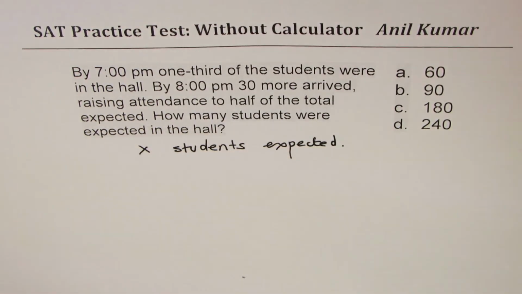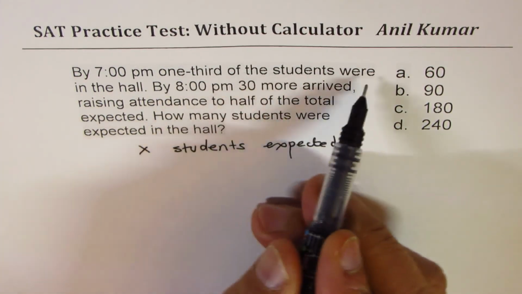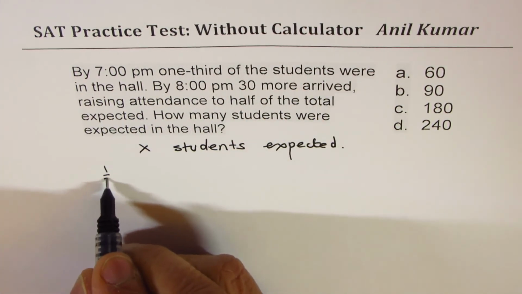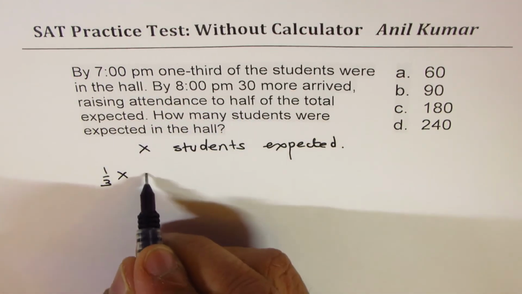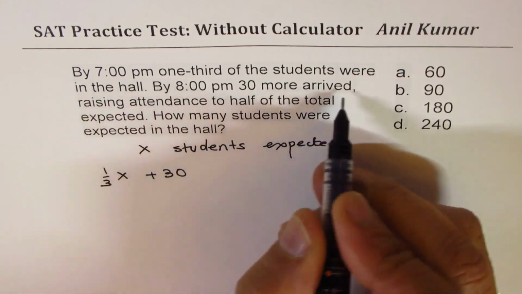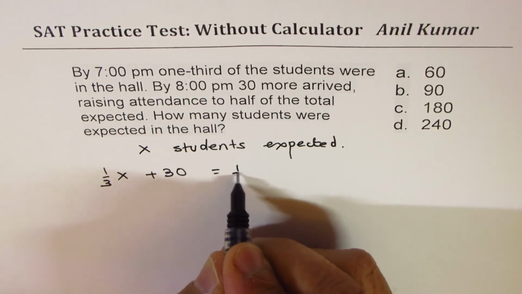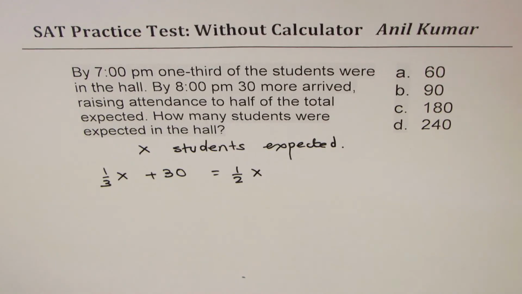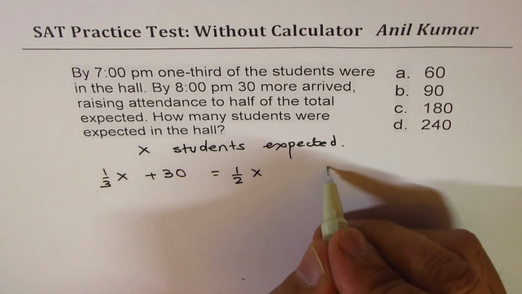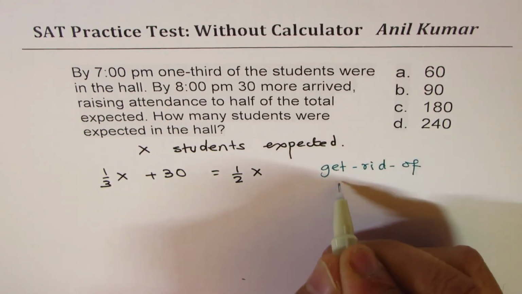Now let's write down an equation and solve. At 7 p.m., 1/3 of students were in the hall. That means 1/3 of X. By 8, 30 more arrived. That means plus 30. Raising attendance to half the total. That means is equal to half of X. So you get a very simple equation to work with. And now to solve for X, get rid of fractions.